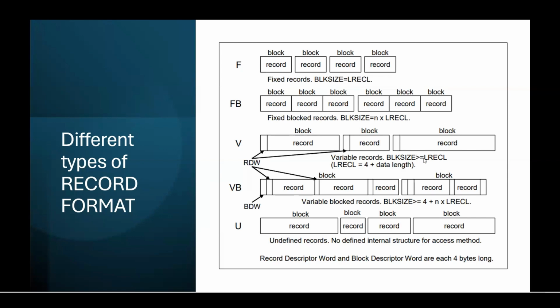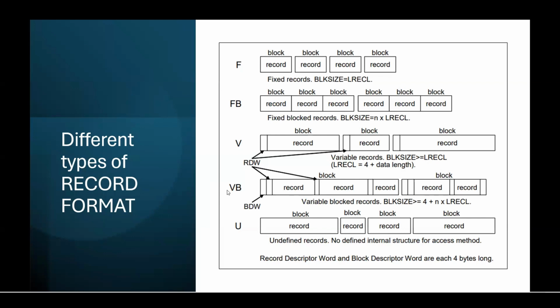It is always greater than or equal to, so block size is greater than or equal to the record length, and record length consists of the RDW, and the RDW is always 4 bytes, and after that we will have the record. So here you can see for every record at the start we will have the RDW, and after that we will have the record data. So record length is always 4 plus whatever the data length you have for that particular variable length record. So that is regarding the variable.